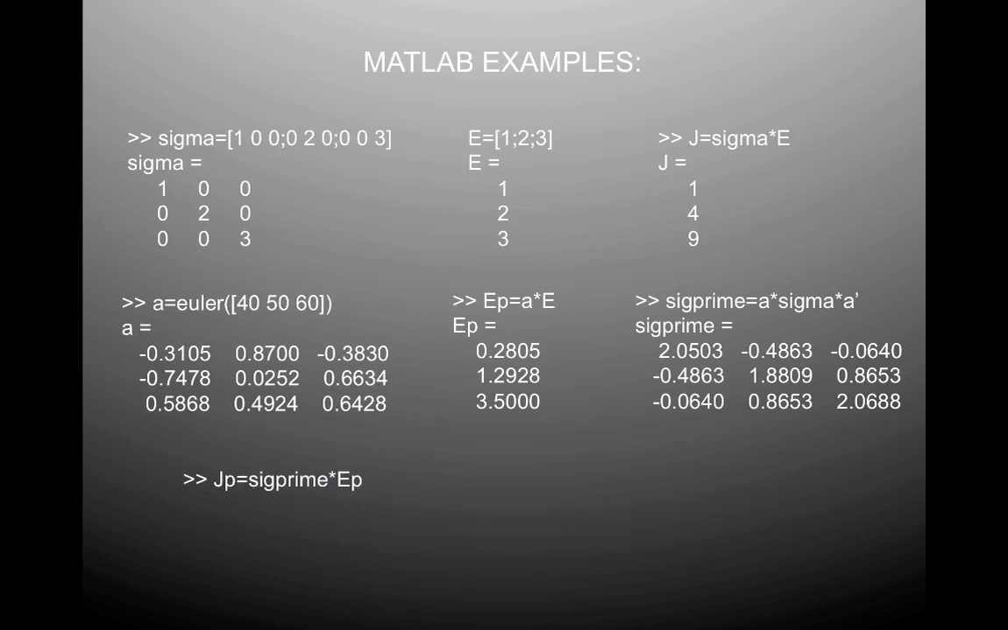So I can now get the current in the primed coordinate system by multiplying my conductivity in the new coordinate system times the electric field in the new coordinate system, and that returns me this vector for JP. Now, just to check that we're doing this right, I type in JPP, and I want to transform it back into the original coordinate system, so I multiply A prime times JP, and that returns exactly the same J as I had above.